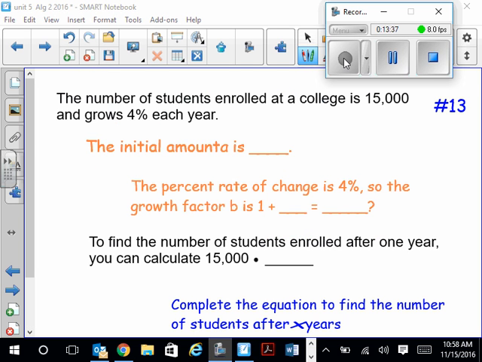What page is this one? 46? Page 46 is the one, and again, in the interest of time, someone say out loud what the initial amount is. 50,000. Thank you.